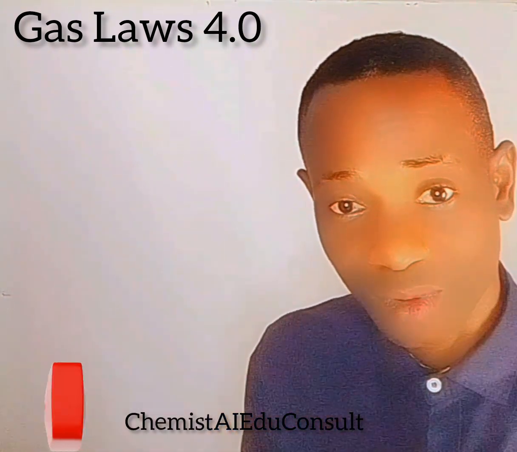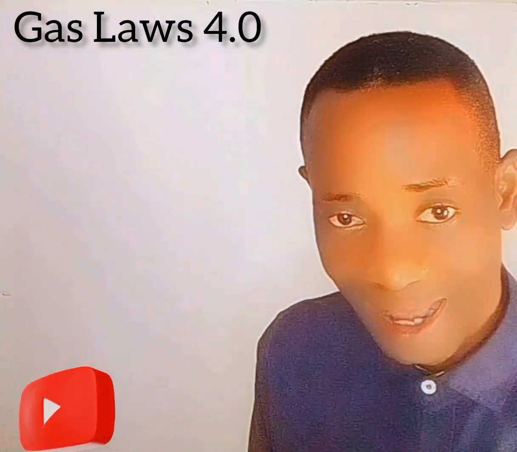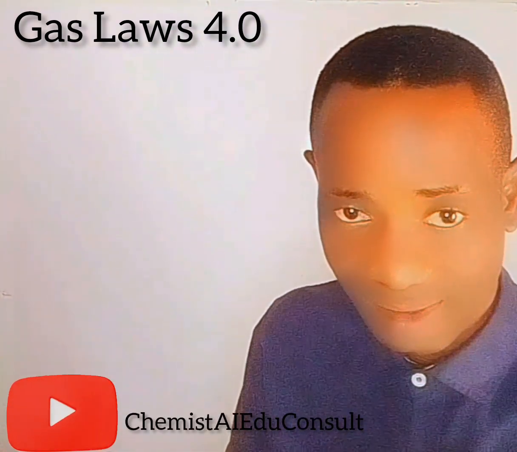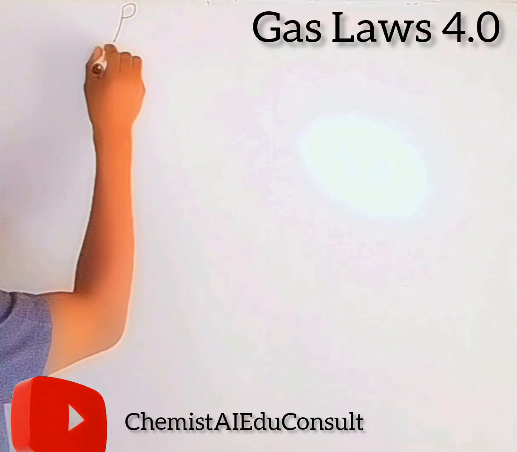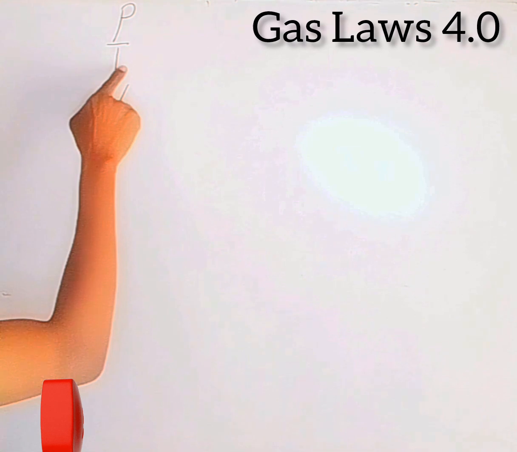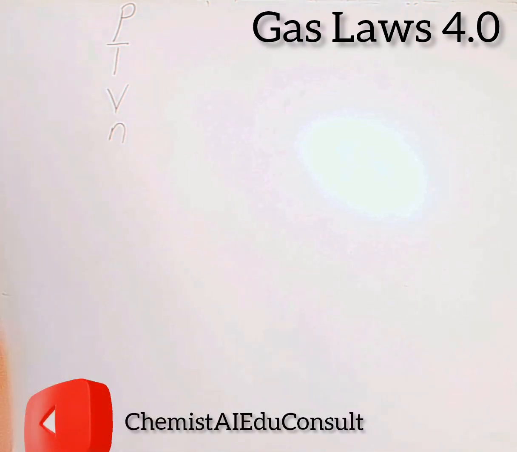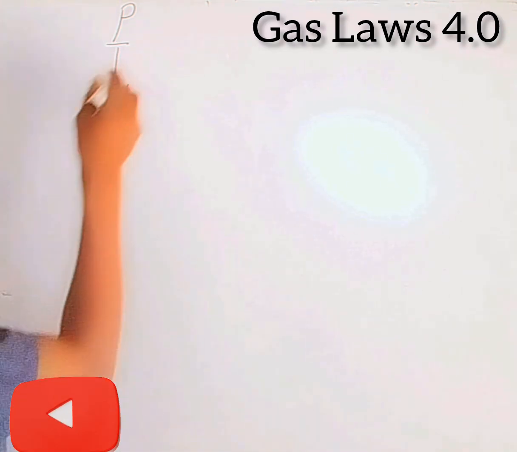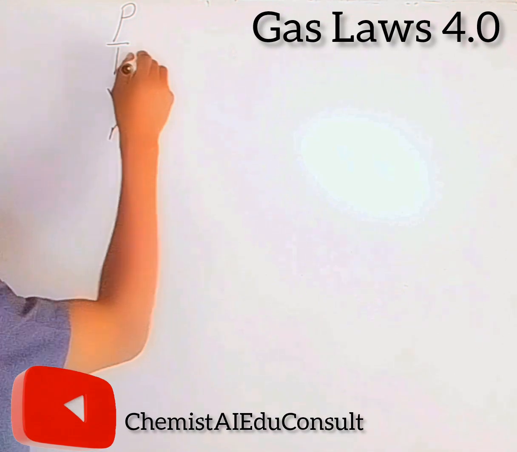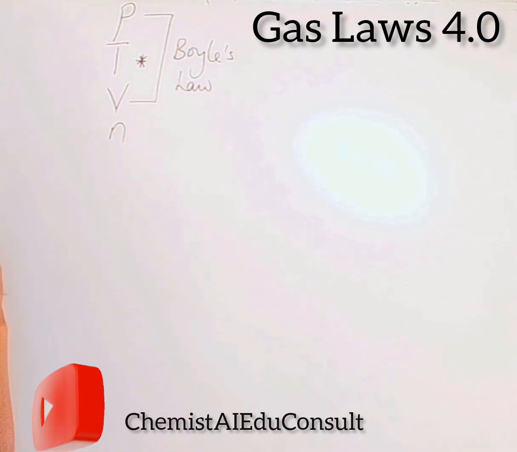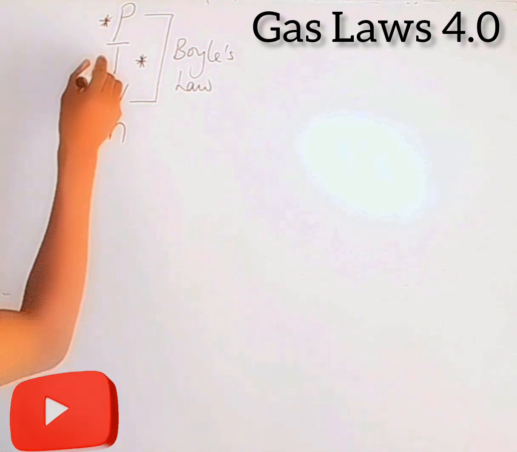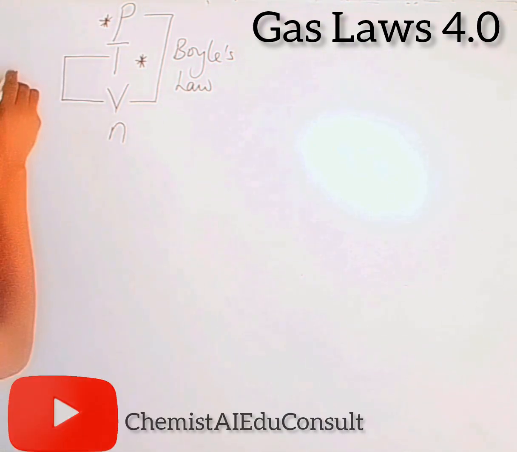The difference between Charles's law and Boyle's law lies in what they keep constant. Remember that the following variables are very important: the pressure of the gas, the temperature of the gas, the volume, and the number of molecules. Boyle's law kept temperature constant and investigated the volume and pressure. But in Charles's law, pressure is kept constant while temperature and volume are investigated.